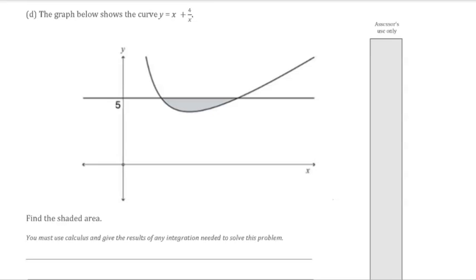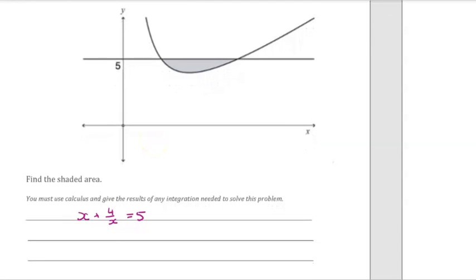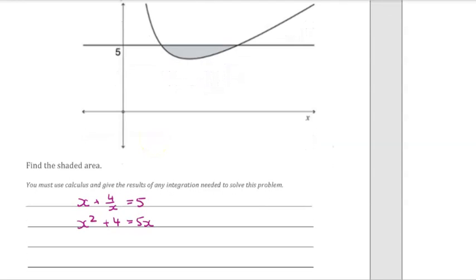Okay, pause and read the question, and then I'm going to plow straight in. So to be able to find the shaded area, we need to know what these intersection points are so we can work between them. So first of all, we need to set those two things equal to each other. So we've got x plus 4 over x is the equation of the curve. We're going to set it equal to 5. And then we continue on to solve this.